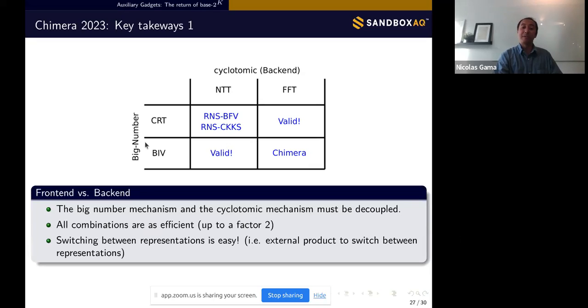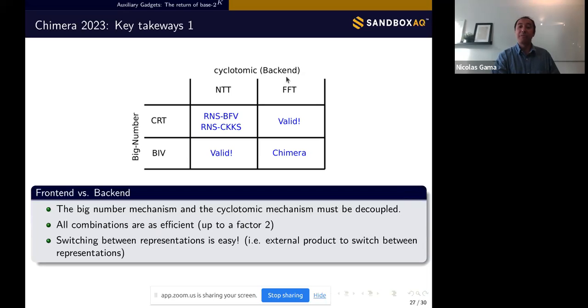So the cyclotomic mechanism and the big number mechanism have to be completely decoupled. And yeah, basically, the choice between NTT and FFT is really up to the backend, up to the hardware manufacturer. They just have to pick one, but there is not one that is better than the other. They will have the same performance.